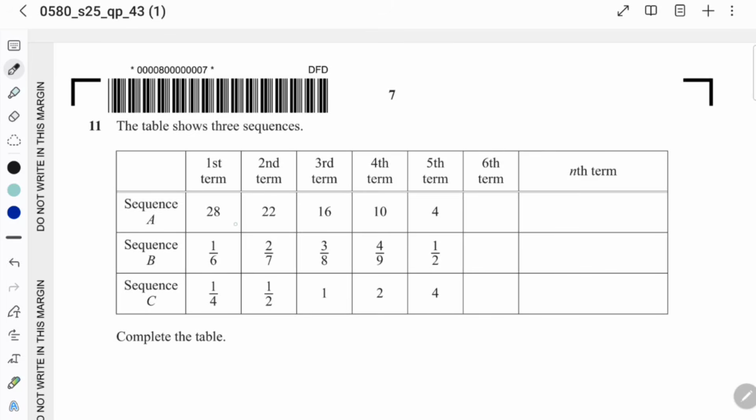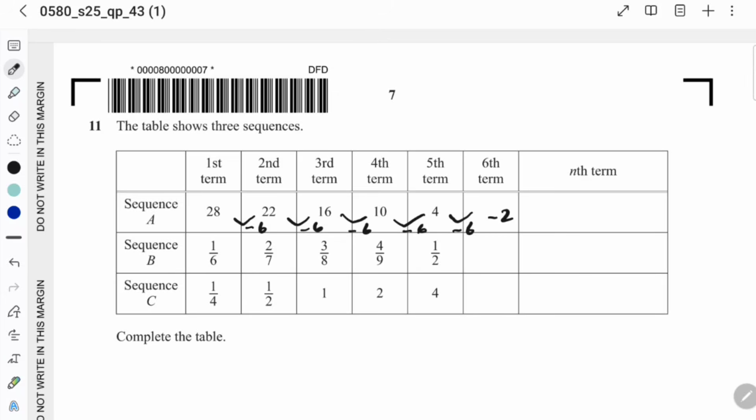So see the difference. 22 minus 28 is minus 6, 16 minus 22 is minus 6, 10 minus 16 is minus 6, and then 4 minus 10 is minus 6. And then you will do 4 minus 6, so 4 and minus 6 will be equal to minus 2.